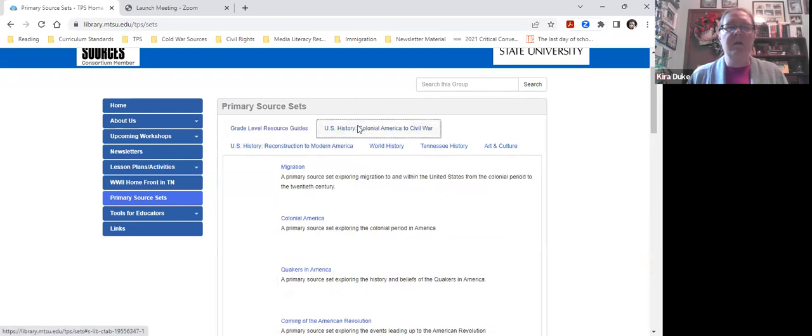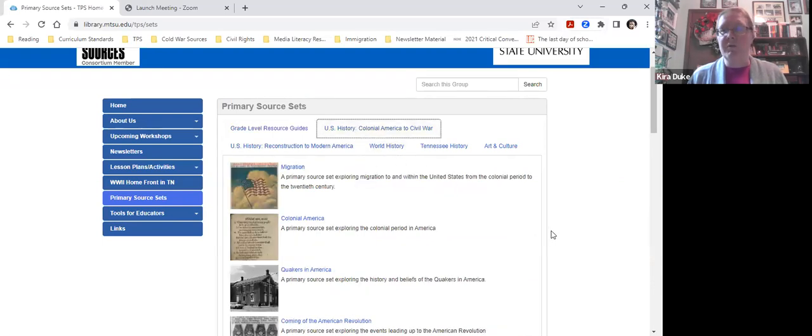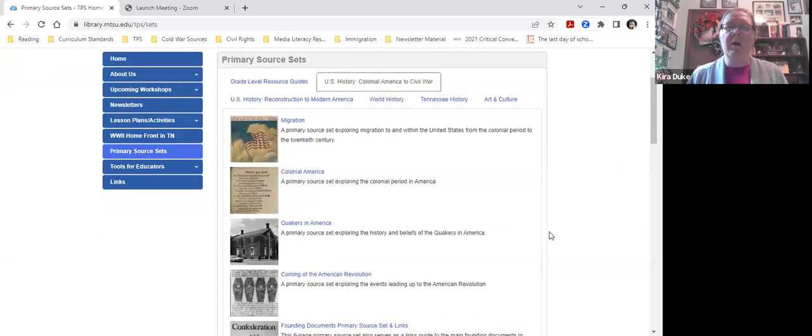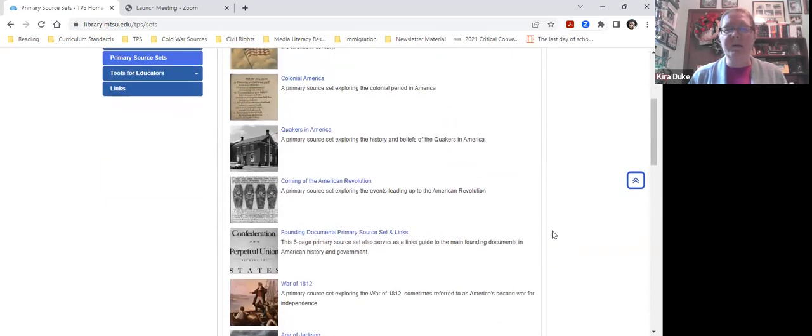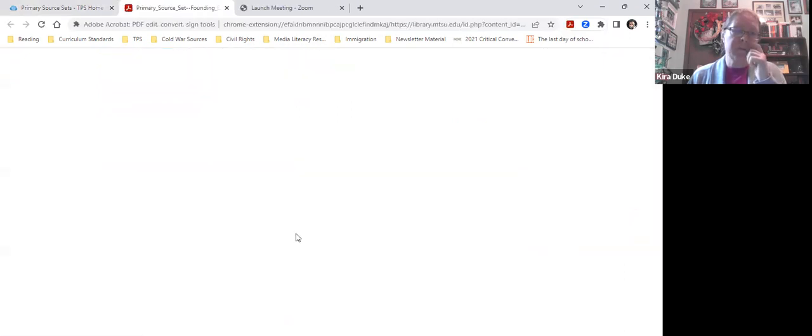And then under U.S. history, colonial America to Civil War, we have sets focused on different topics. A couple that I wanted to highlight for you that may be of interest: there's colonial America, for the standard that you have about the early religions during that Second Great Awakening period. There's one on the Quakers, and there's Coming of the American Revolution. But the one that I really want us to look at is this one right here, Founding Documents.